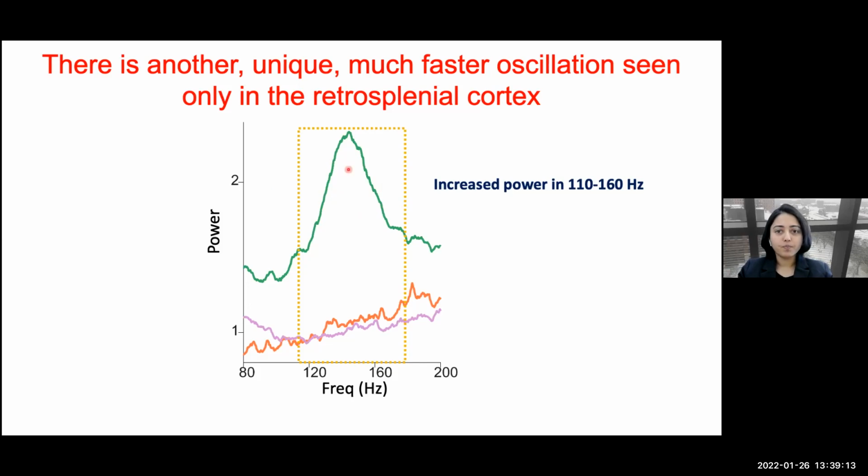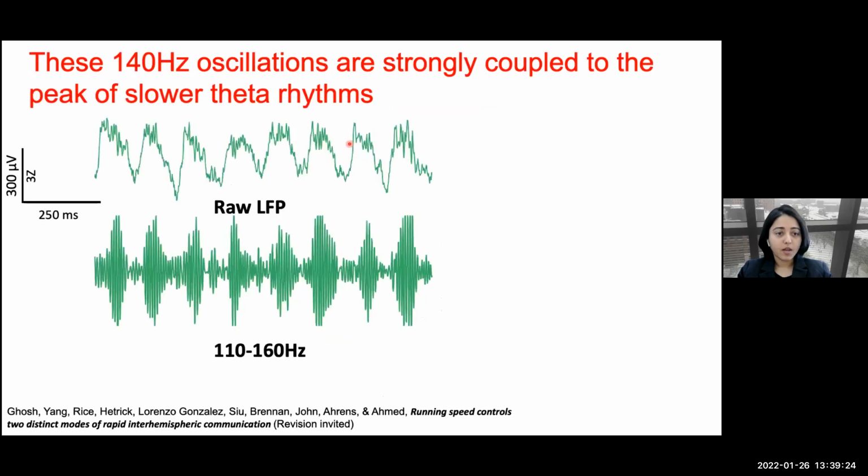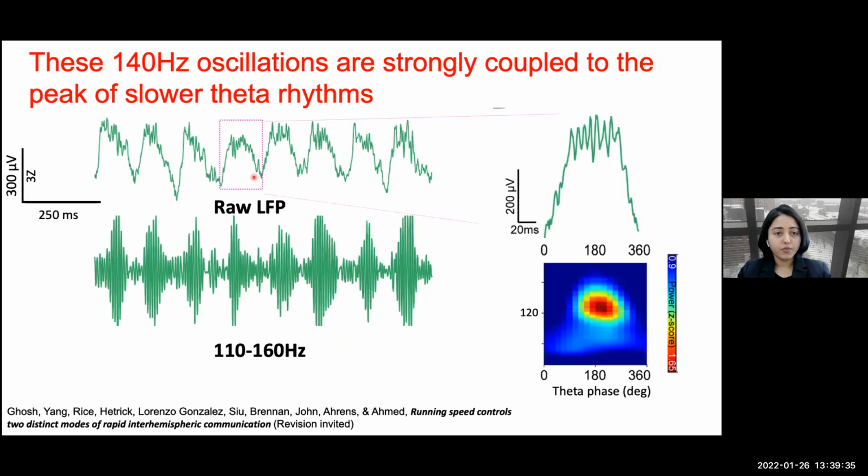Okay, so now that we see this interesting, unique oscillation, which is centered at around 140 Hertz, specifically in the retrosplenial cortex, we look further at its properties. And we see that these 140 Hertz oscillations are strongly coupled to the peak of the slower theta rhythms. If we zoom in further into a single theta cycle, we can see how precisely these 140 Hertz oscillations are coupled to the peak of theta.